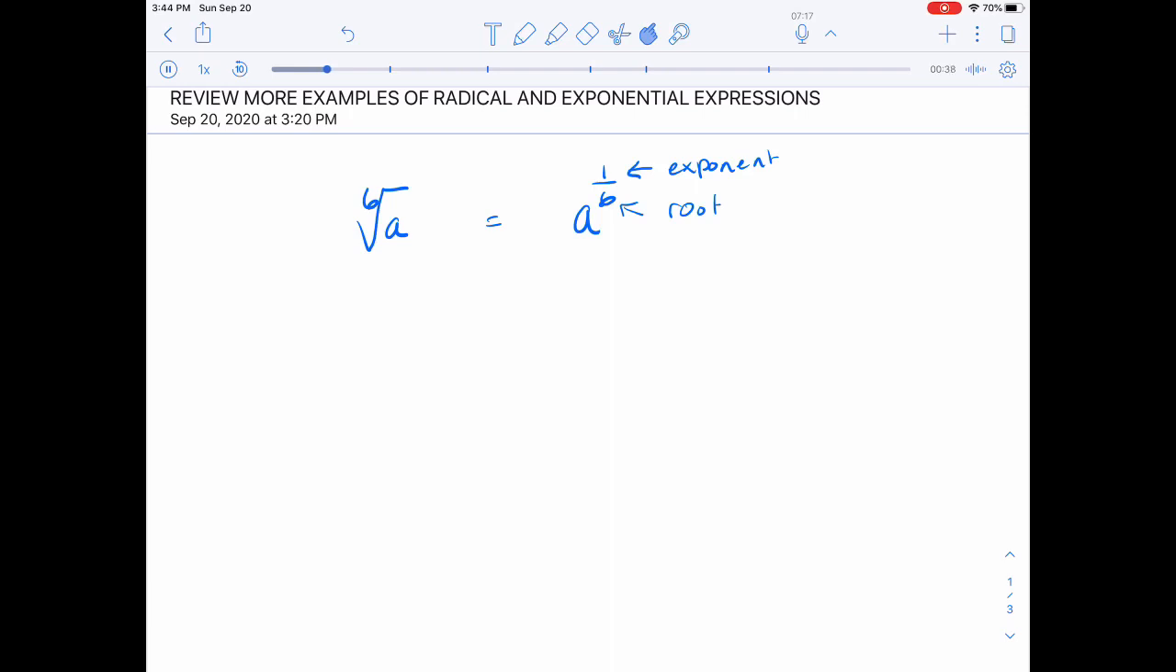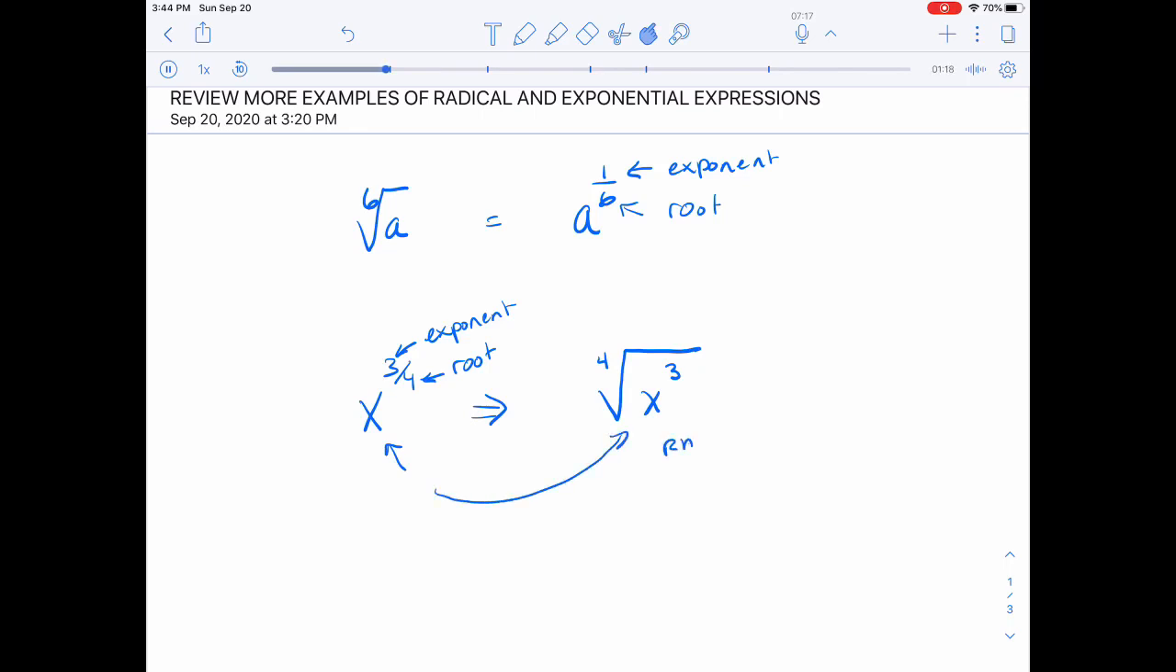Let's try another one. Write the radical expression that is equivalent to, let's say, x to the 3/4. So that's in exponent form, and we want to put that in radical form. So the root would be 4, and the radicand is x, and the exponent is 3. So once again, whatever is in our numerator, that is the exponent. The 4 is our root, it's in our denominator, and x, which is the base, becomes our radicand.